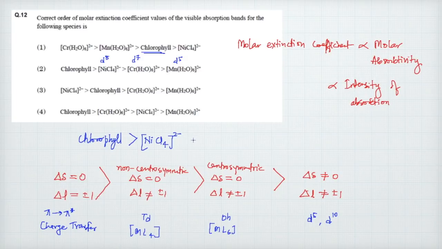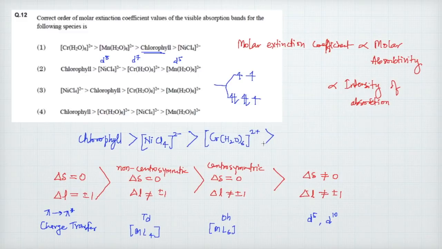All right. The next one will be d7, where there is again a spin allowed transition. You can have a spin allowed transition in d7 as well, right? If I just show you, 1, 2, 3, 4, 5, high spin d7, so 5, 6, and 7. So you can have a spin allowed transition because the spin is not going to change. It is easily going to transit, but it's a centrosymmetric molecule, so that's why it will be less intense. So the other one will be Cr(H2O)6 2+.